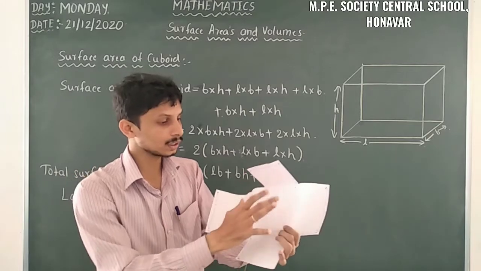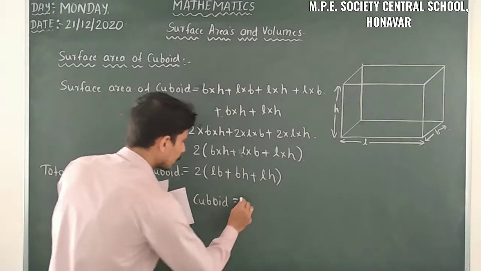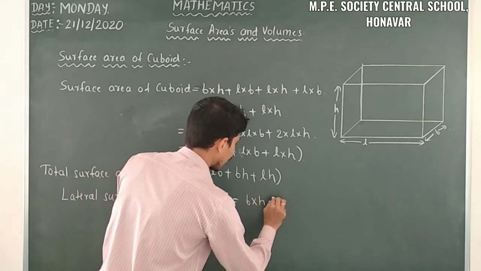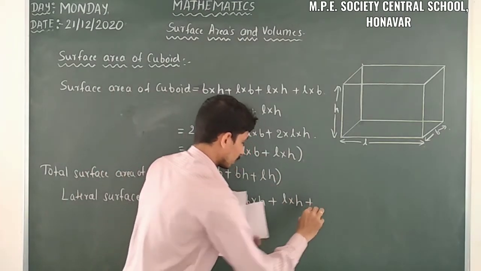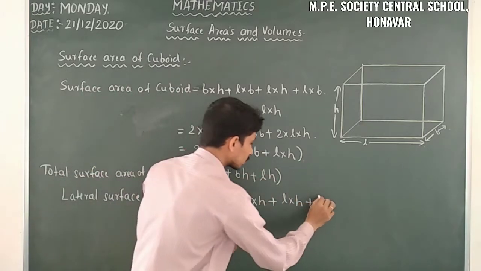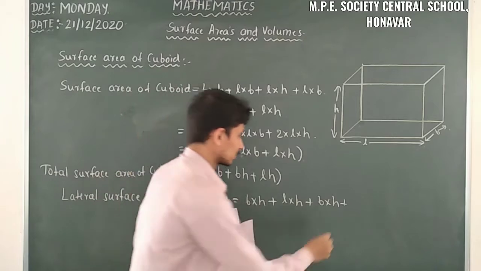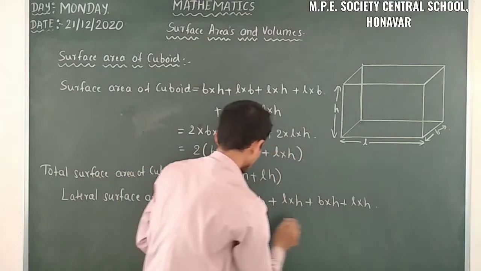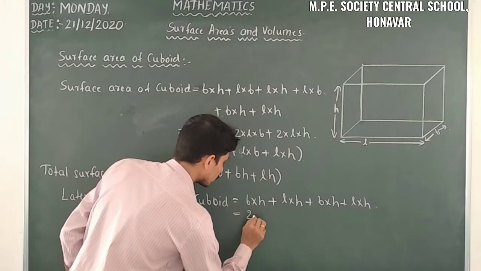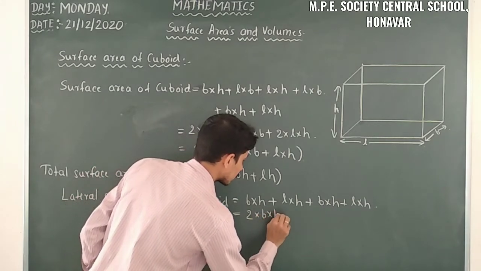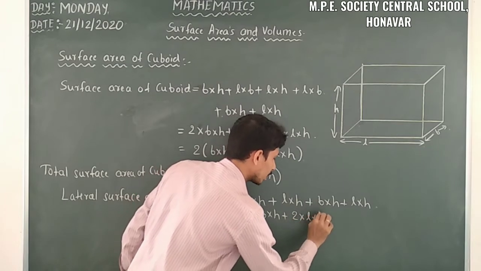Here we have to consider only these 4 parts. Which one is it here? B into H. So that's when we have to take B into H. And then here we have L into H. Then here we have again B into H. And here we have L into H. That is equal to 2 times B into H, so we can take 2 into B into H. And here 2 times L into H, so 2 into L into H.